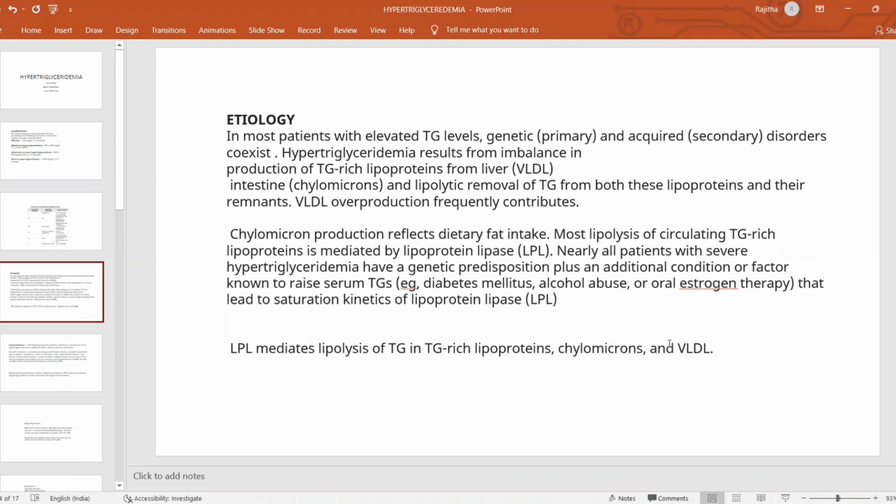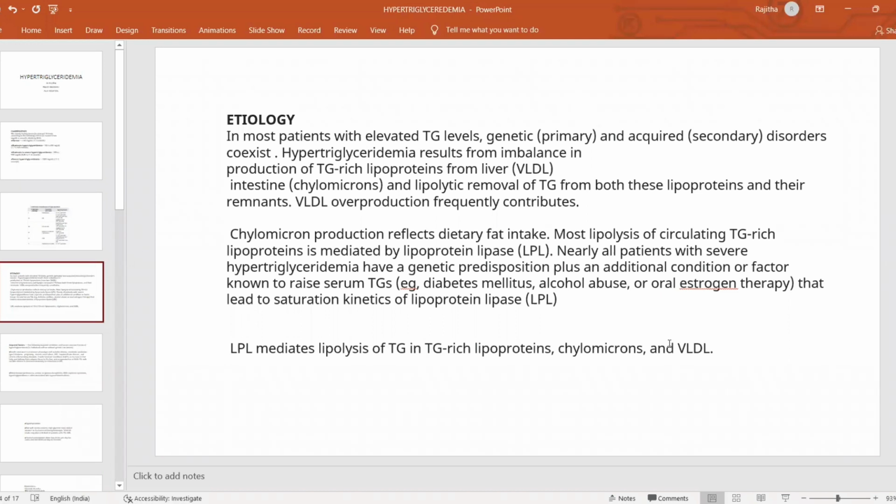Most lipolysis of circulating TG-rich lipoproteins is mediated by lipoprotein lipase. As we all know, the lipoprotein lipase enzyme is responsible for the clearance of triglycerides from the lipoproteins. Nearly all patients with severe hypertriglyceridemia have a genetic predisposition plus an additional cofactor. As we already know, it's a combination of primary and secondary, genetic and acquired.